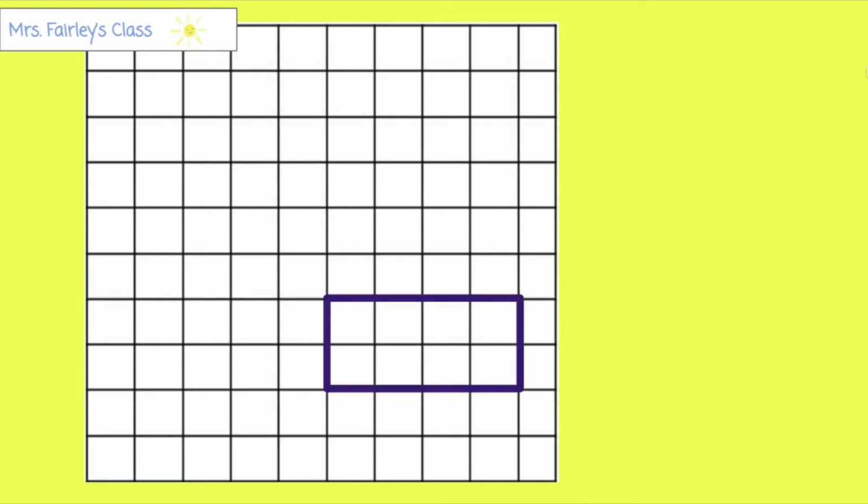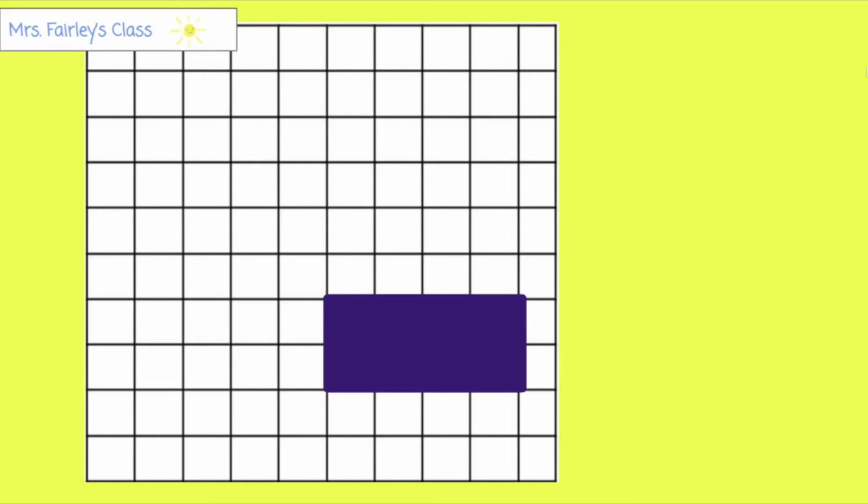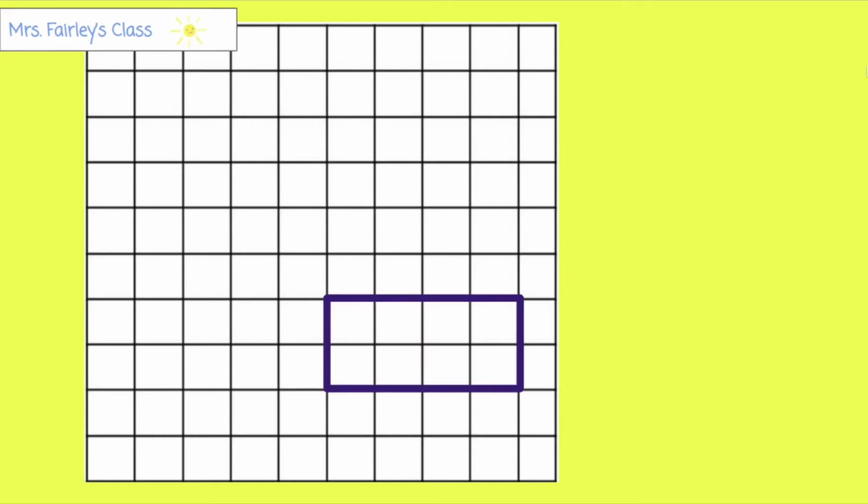Let's do another example. Here's a rectangle. We're looking to find the area, so we're interested in knowing how much space this rectangle covers. Let's count the squares to find the area of this rectangle. 1, 2, 3, 4, 5, 6, 7, 8. The area of this rectangle is 8 centimeters squared.